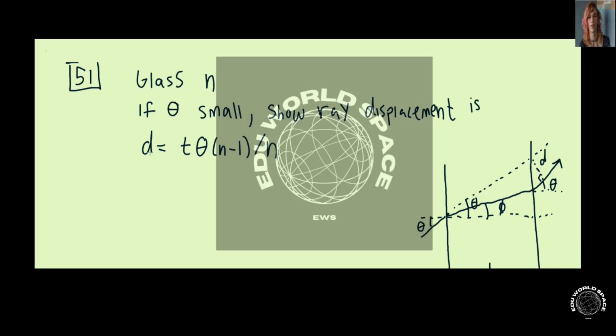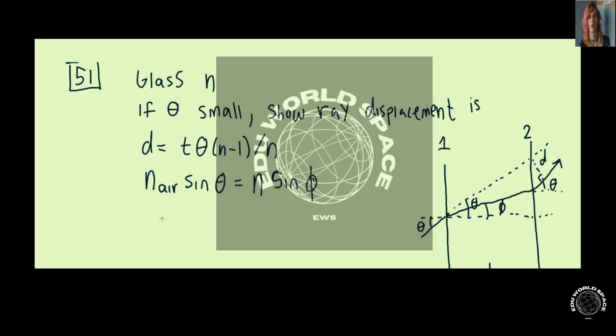So to proceed, what we can do is apply Snell's law, which is true for all cases of refraction, where we have n air sine theta equals n glass, or just n, sine phi. Okay, so this is just the application of Snell's law for this interface, we're going to call it interface 1. We'll call this one interface 2.